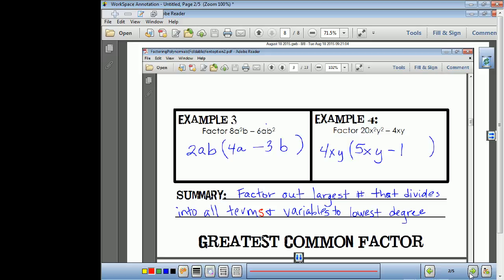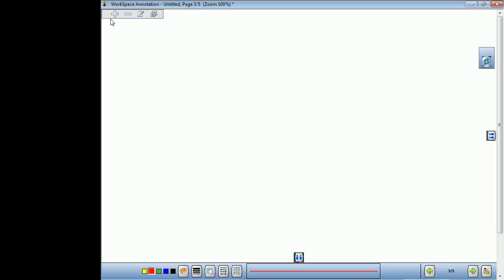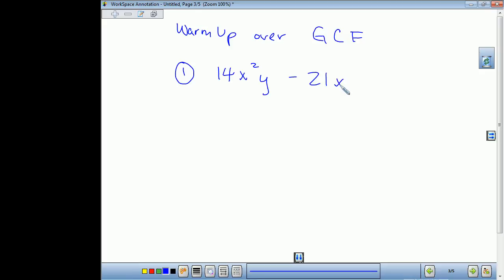Okay, so let's try a few. Make sure we understood what was going on yesterday. We can do that in your notebook. Yes, do that in your spiral bound. Okay, so this is our warm-up over greatest common factor. And math teachers abbreviate greatest common factor as GCF. Okay, so number 1 is 14x squared y minus 21x. And number 2 is 4x squared minus 8x plus 6.